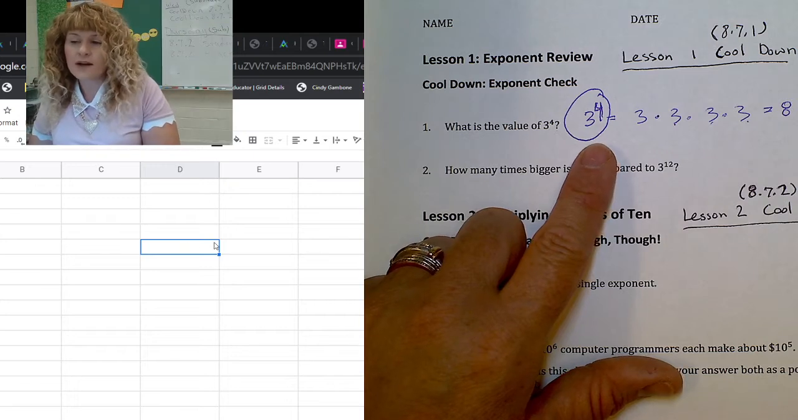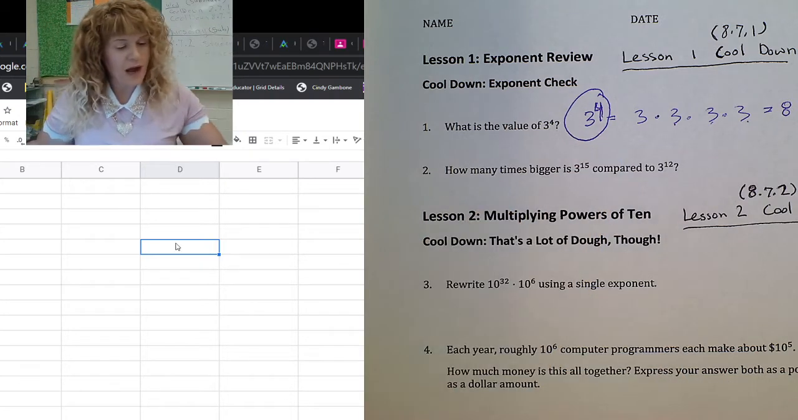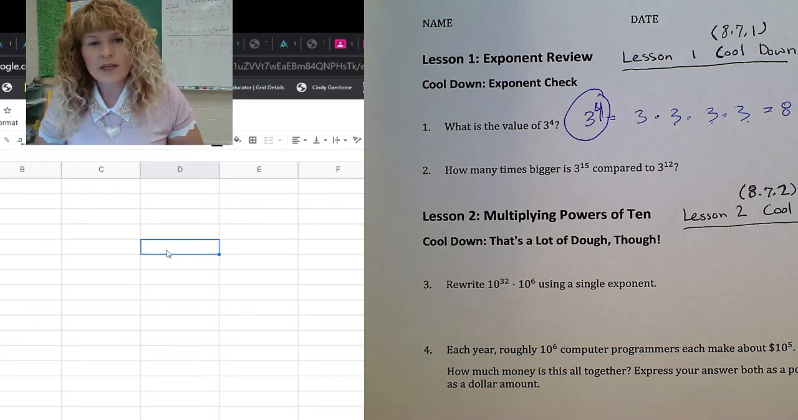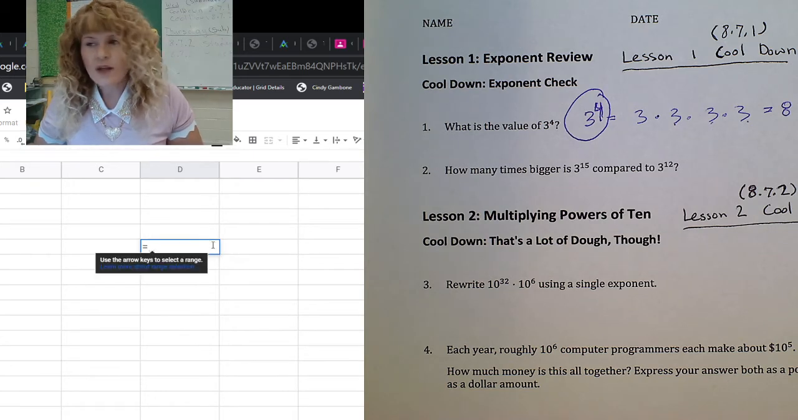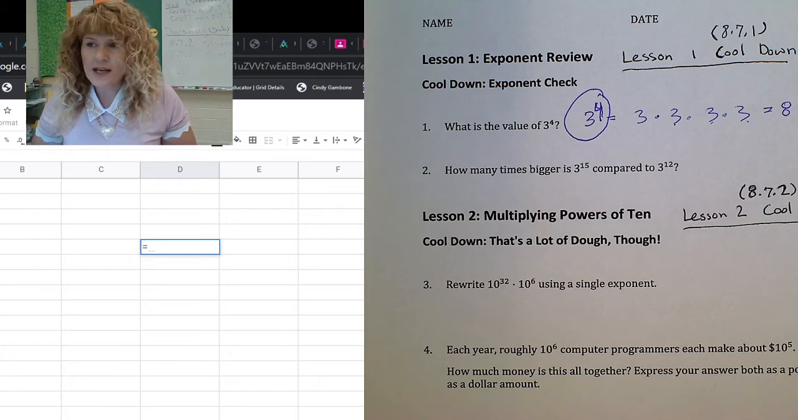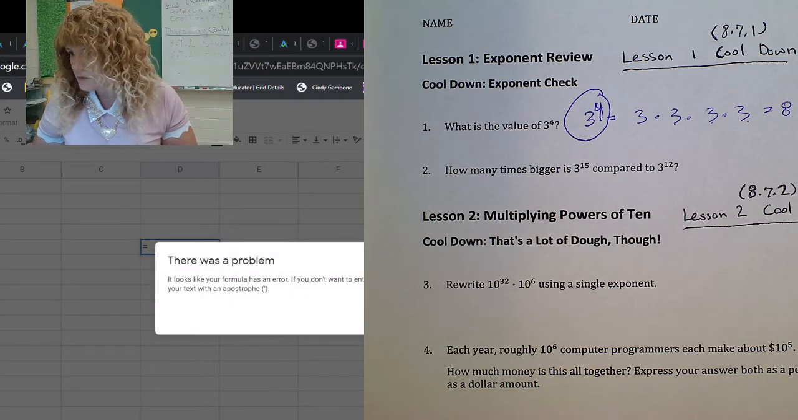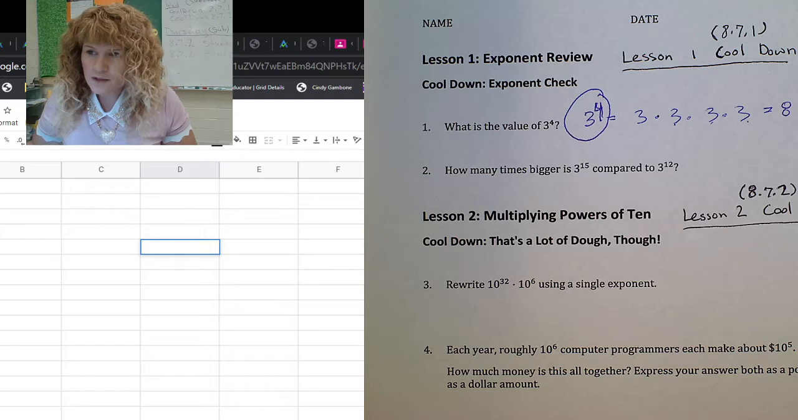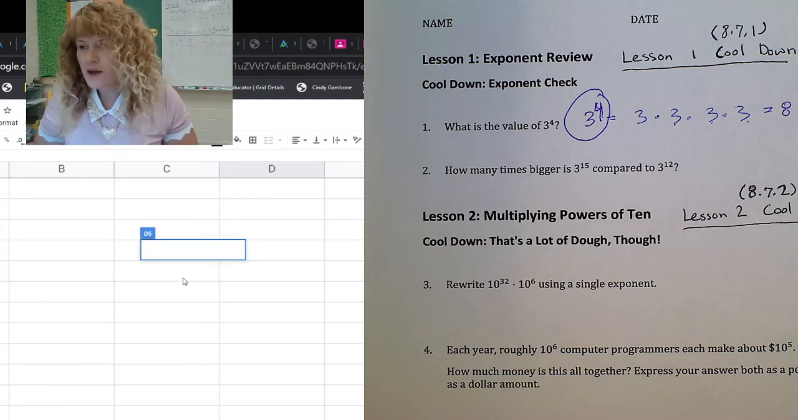So this same problem on the paper, what is 3 to the power of 4? You could use your calculator if you know how to enter power of 4, but if you don't, look how you do it on a spreadsheet. Put an equal sign, and when you tell it equal sign, you're saying, I want you to do the math. Let me zoom in for you, a little bit bigger.